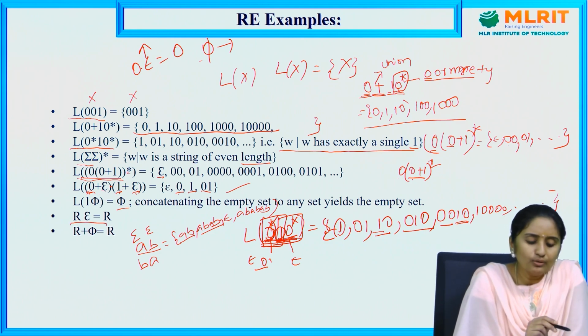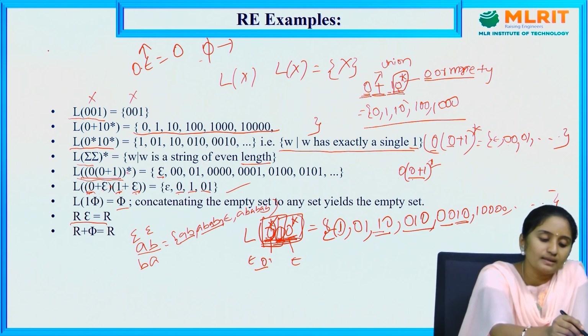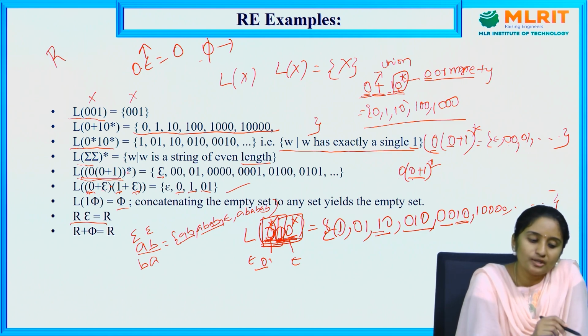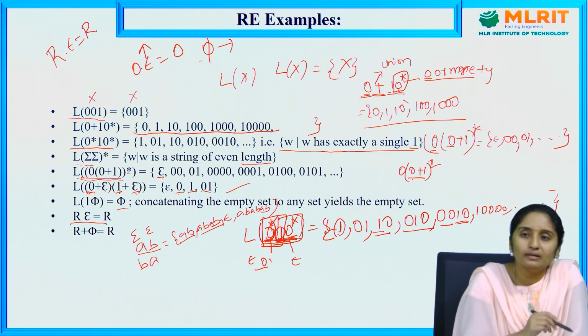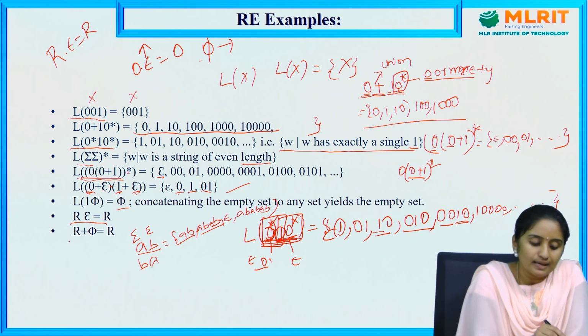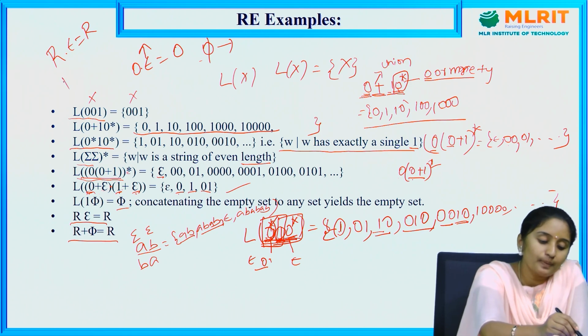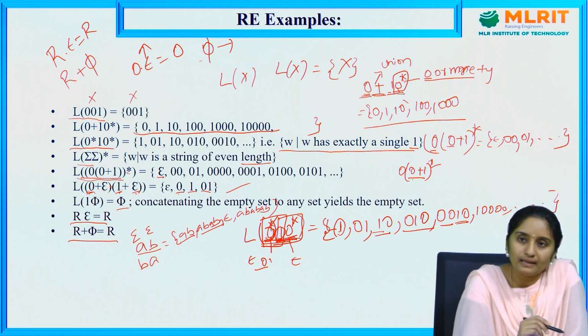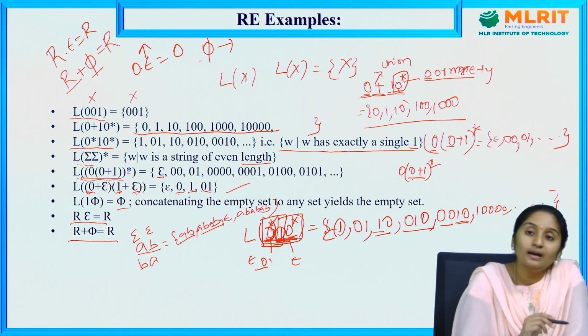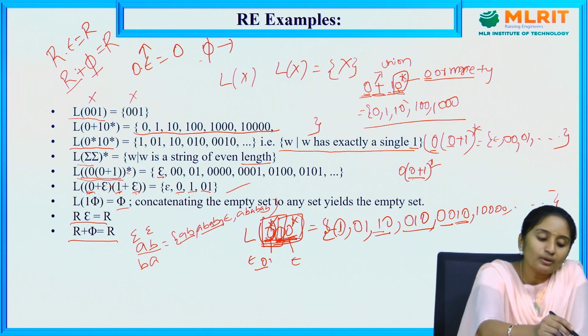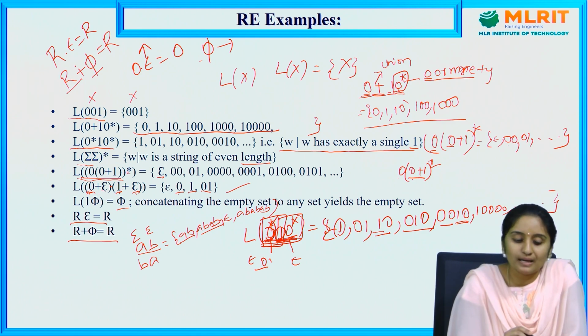Next, R into epsilon. R is some regular expression and epsilon is the null string. Some null string into a regular expression is nothing but I am going to get the regular expression. Next, R plus pi. R is the regular expression and pi is the null set or empty set. So some regular expression plus the null set is nothing but we are going to get the regular expression. But coming to the concatenation, we are going to get the empty set.